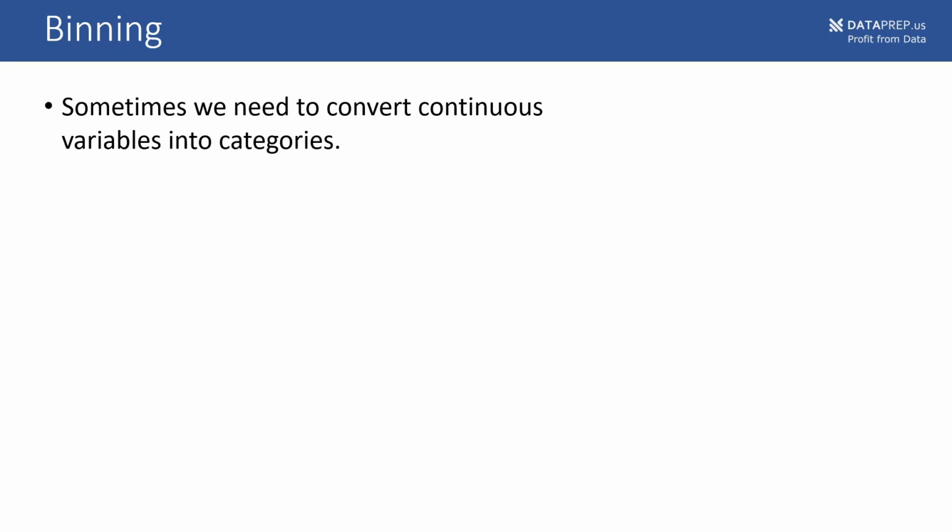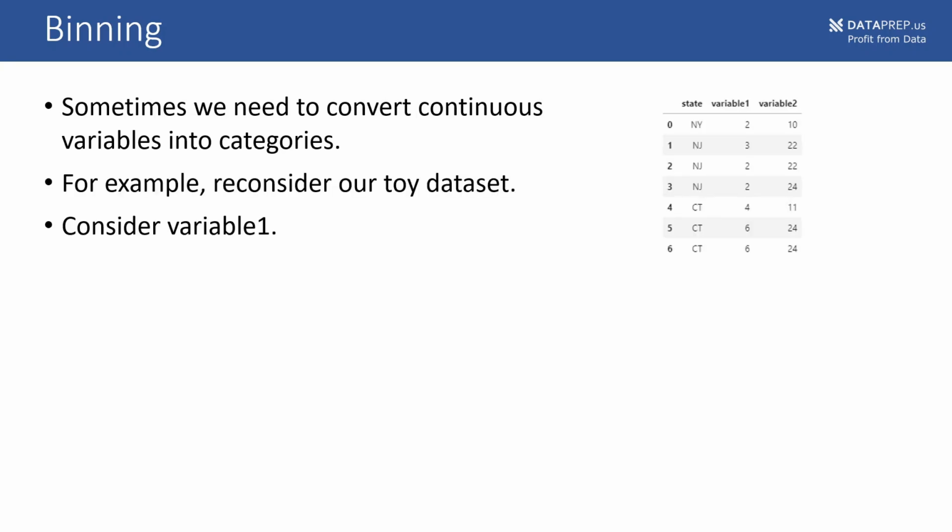Sometimes we need to convert continuous variables into categories. What that means is that based upon a numerical or a continuous value, we want to give plain English labels to our data. So, for example, consider this same toy data set. We have three columns: state, variable one, variable two.